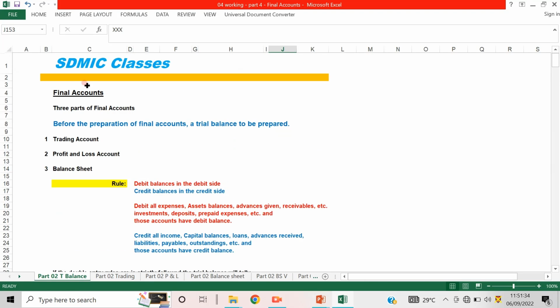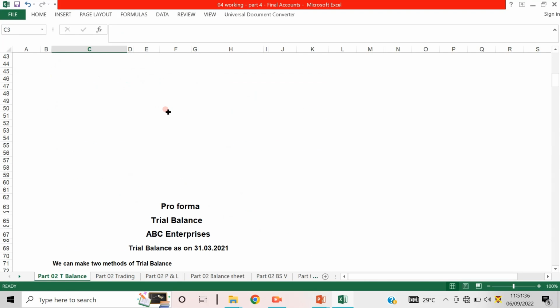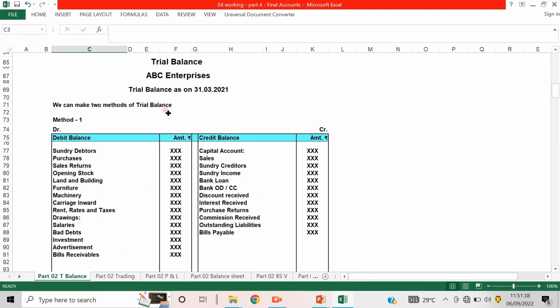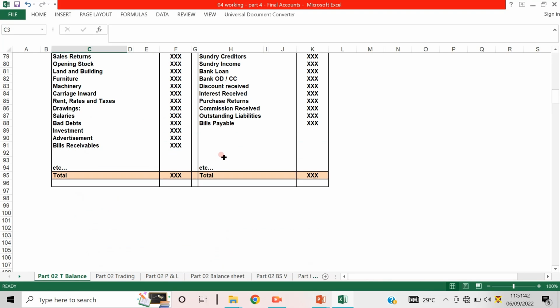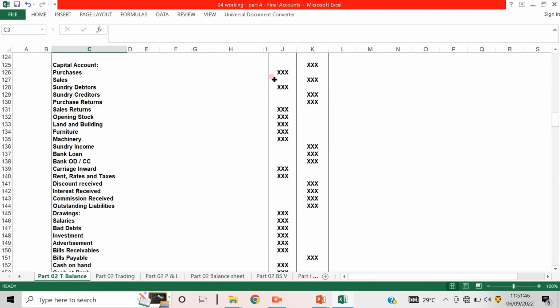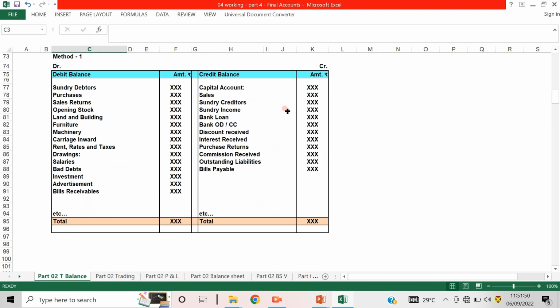Now I think you understood the preparation of trial balance. All the debit balances are taken here on the debit side, and credit balances are taken on the credit side. Like this, all debit balances are taken on the debit side, and credit balances are taken on the credit side.